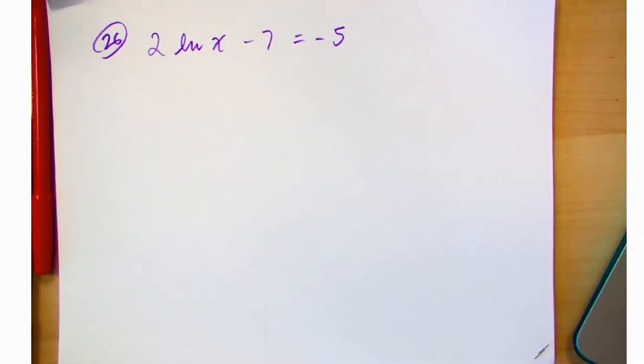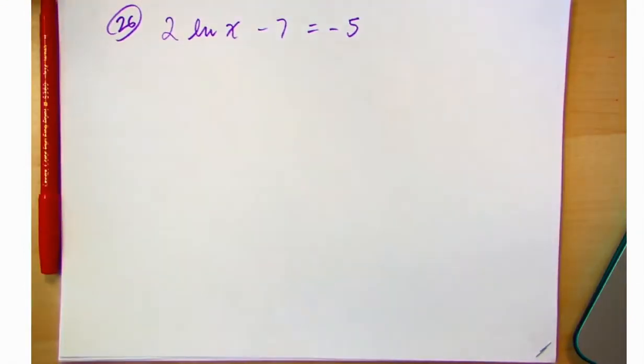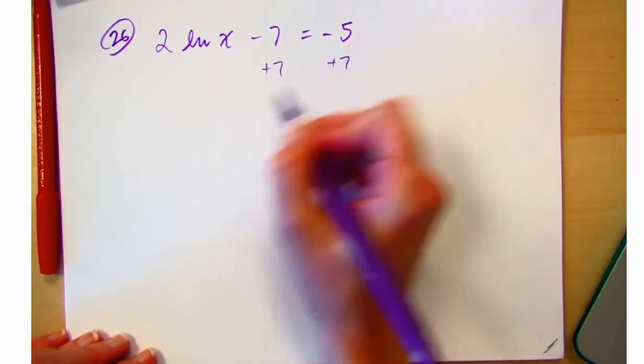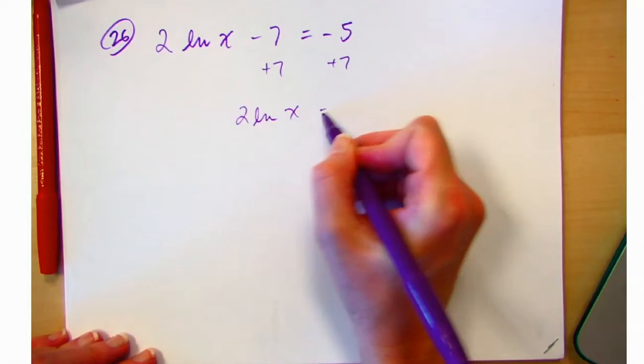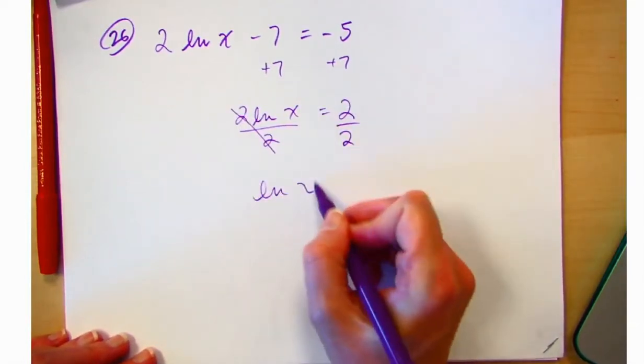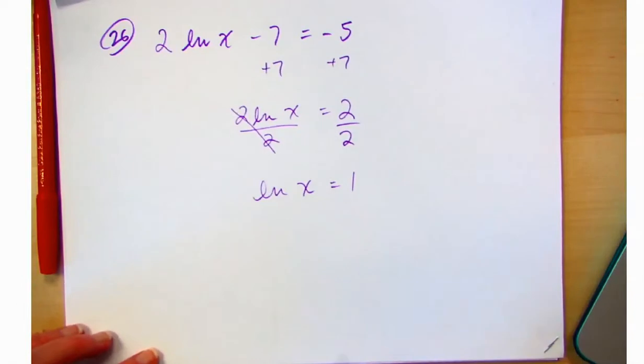We're solving. So once again, crank your brain back to all the algebra that we've shoved in there in the last few years. When we're solving, we're isolating the x. So once again, add the 7, 2 ln x equals 2, divide by 2, divide by 2. Oh my goodness, ln of x equals 1.